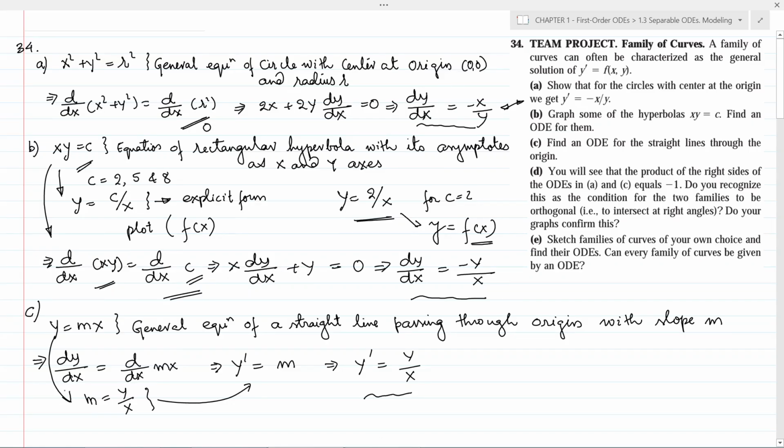Question D. You will see that the product of the right hand sides of the ODEs in question A and question C equals -1. Do you recognize this as the condition for the two families to be orthogonal, that is, to intersect at right angles? Do your graphs to confirm this. From question A, we see that the ordinary differential equation is dy by dx equal to minus x by y, and from question C, the ODE is y dash equal to y by x.